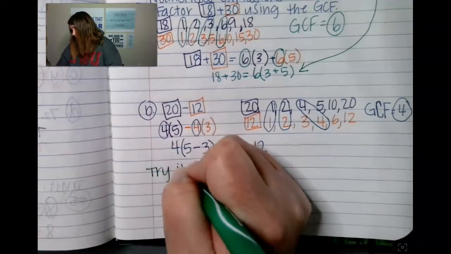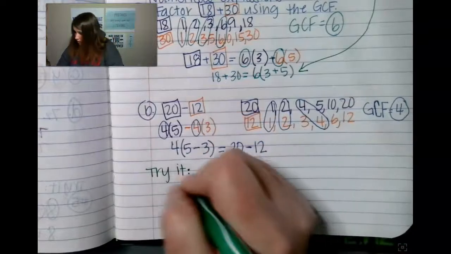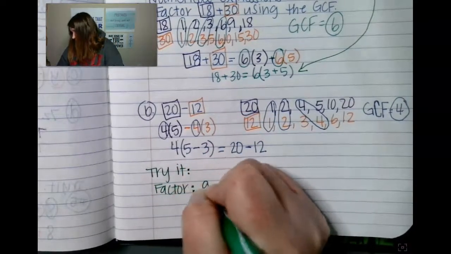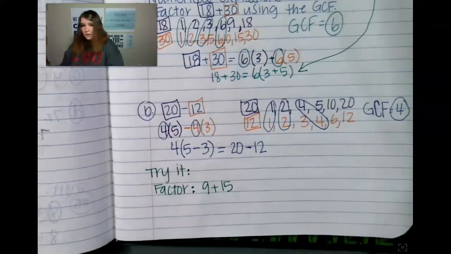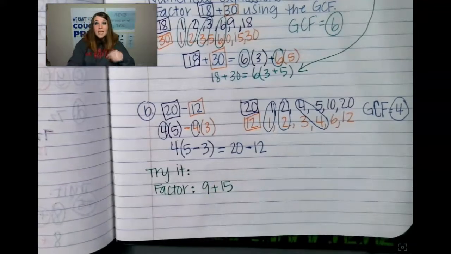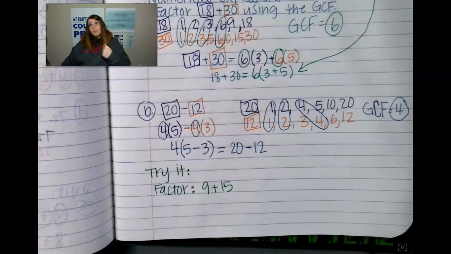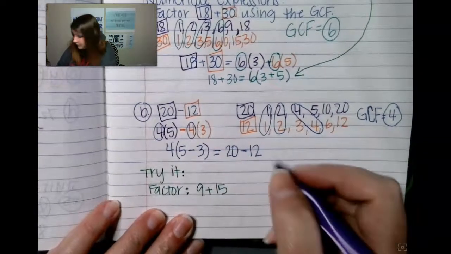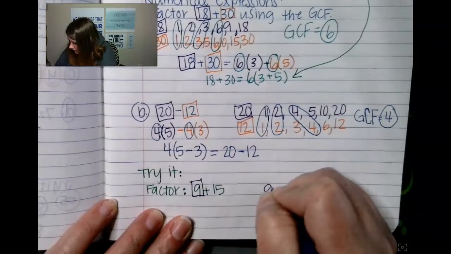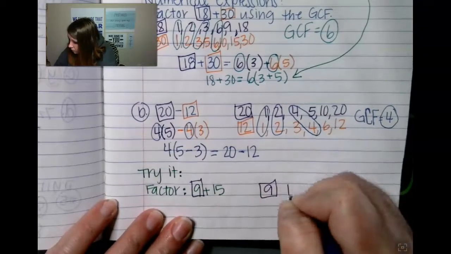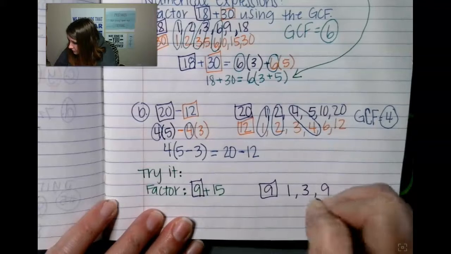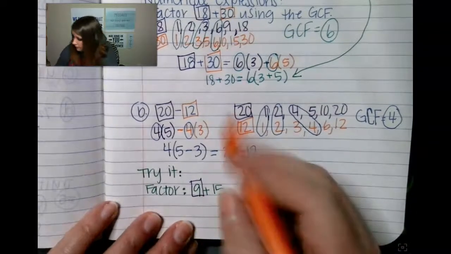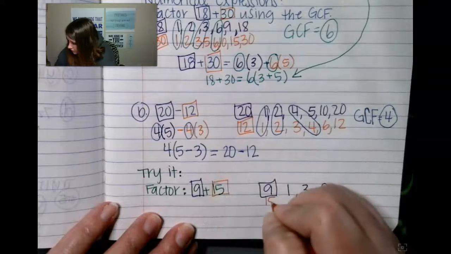I want you to factor 9 plus 15. Go ahead and factor 9 plus 15. Hit pause so that you don't hear me speaking while you're trying it. Okay, ready? Go. All right, so factors of 9 are 1 and 9 and 3 times 3. 1 times 9, yep, 3 times 3. Perfect.